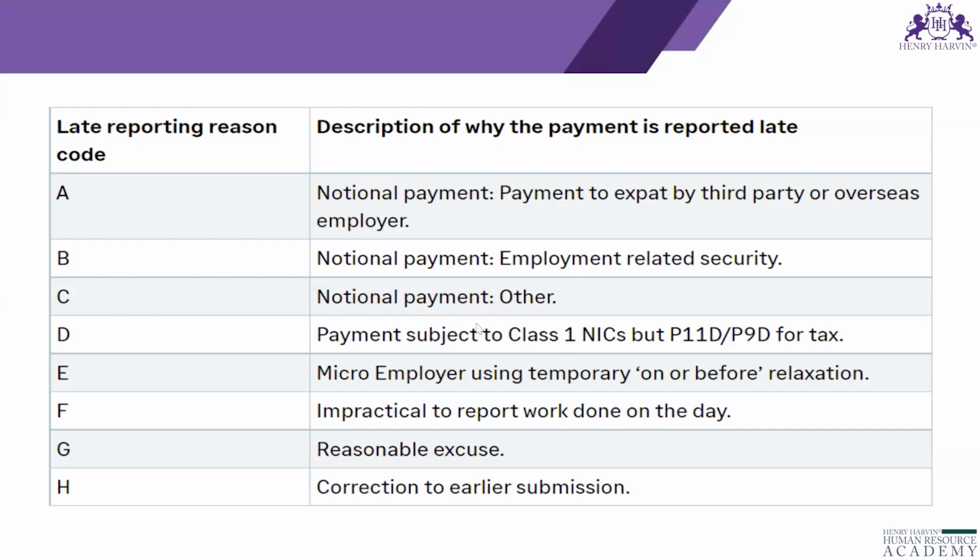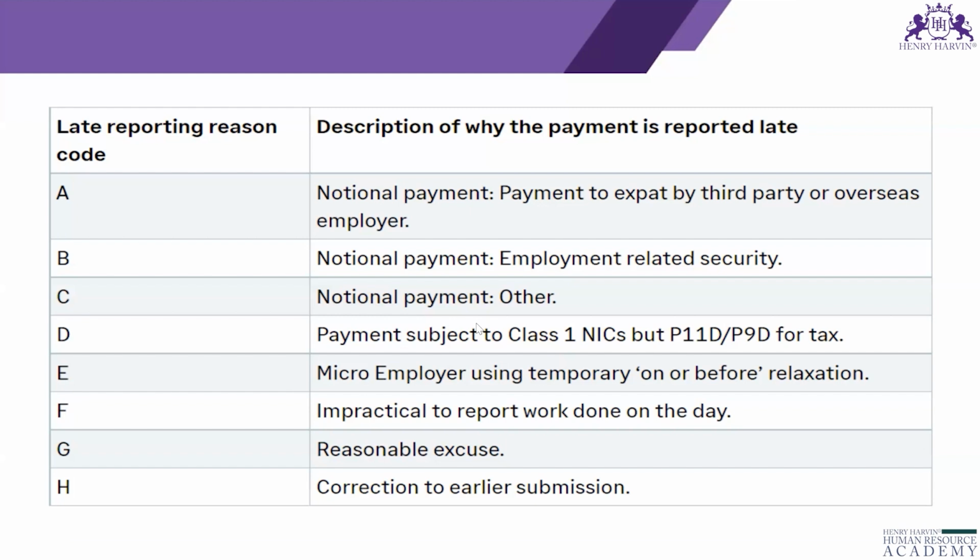The payment has been delayed. For notional payment other, if there is any other reason apart from these two for a higher amount, you can select C. Then you can explain to HMRC separately what the other reason is. Okay, that is possible.